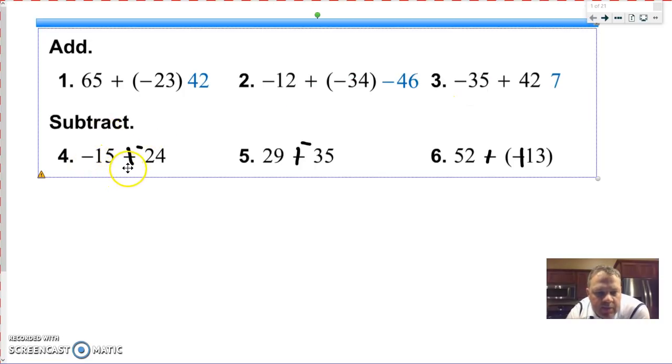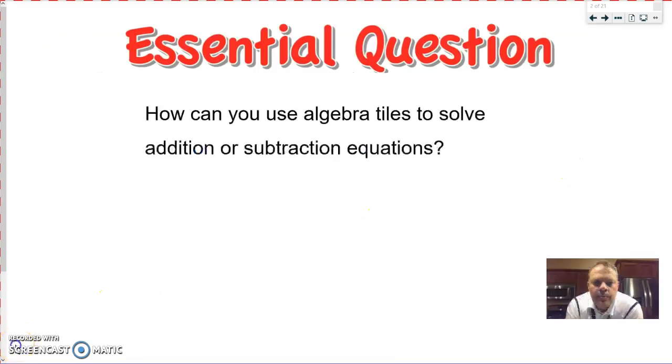In the second set of problems, I have already changed these to add the opposite. Since these are same signs, we must add now. 15 and 24 is 39. They are already both negatives. Therefore, you are negative 39. These are different signs. Therefore, we subtract. 35 minus 29 is negative 6 because the negative has more. These are both positive, so they are same signs. We must add and get 65.